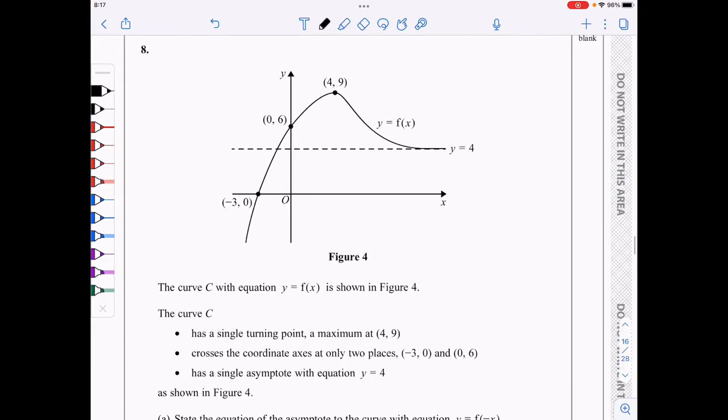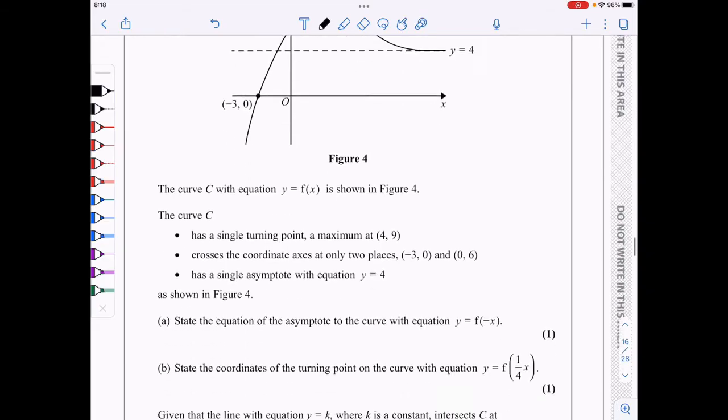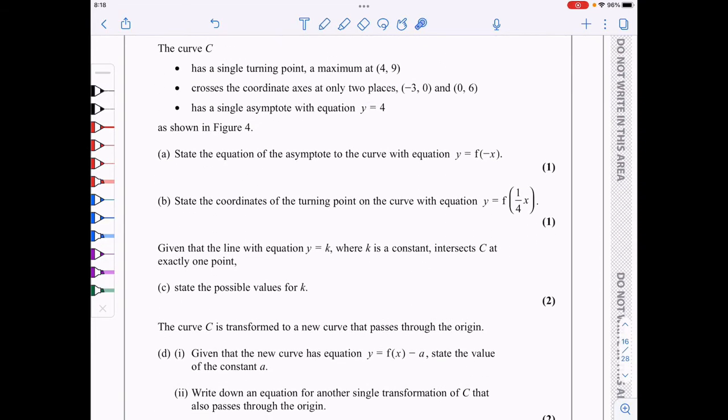In question 8, we are being given f of x here. It has a single turning point at 4,9. It cuts the y-axis at 0,6 and the x-axis at minus 3,0. It has an asymptote at y is equal to 4. And it says, state the equation of the asymptote to the curve with equation y is f of minus x.